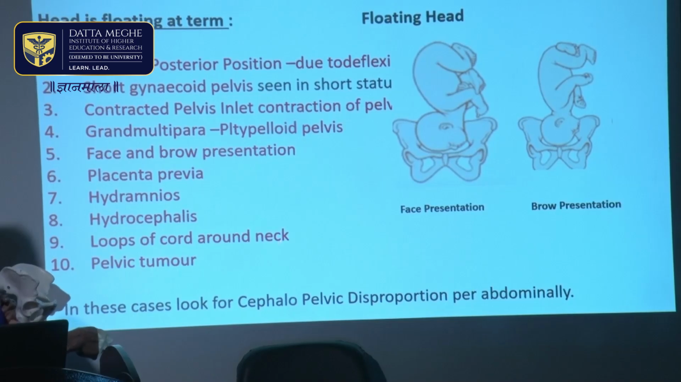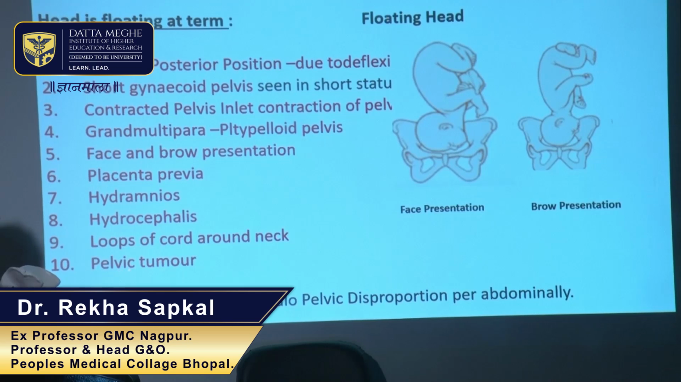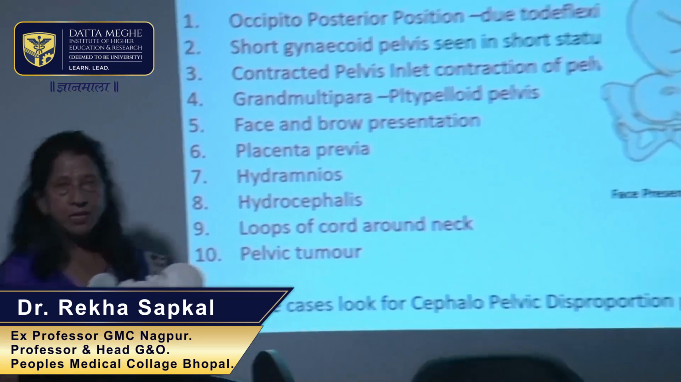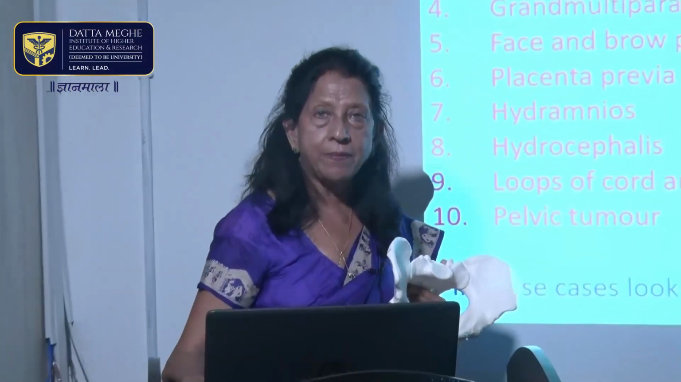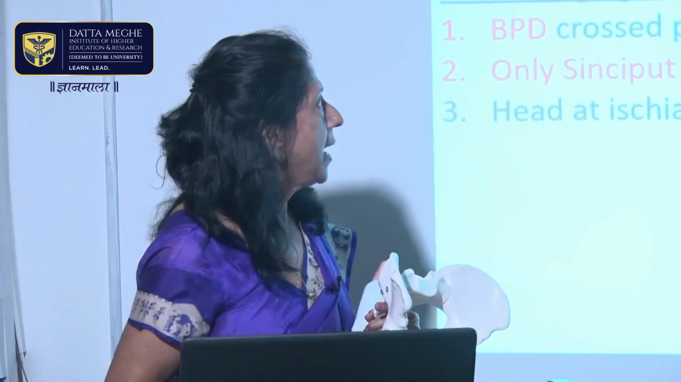Loops of cord around the neck will prevent the entry of the head into the pelvic cavity. Pelvic tumor acts as a space occupying lesion. Okay, so these are the 10 causes for floating head in primigravida at term. Usually for practical examination these causes are asked.